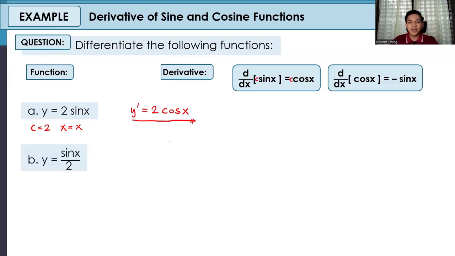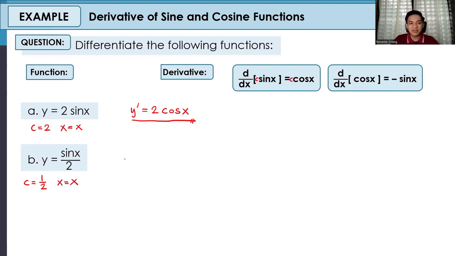Next example, we have y is equivalent to sine x divided by 2. So, for this one, same pa din yung gagamitin natin, which is the derivative with respect to x of constant sine x is equivalent to constant cosine of x. So, i-determine natin what is our constant c. That is equivalent to 1/2. And then dito, we have our x, which is katabi ni sine x, which is also x.